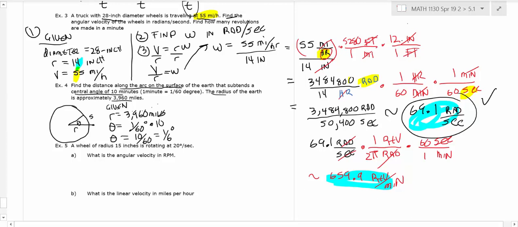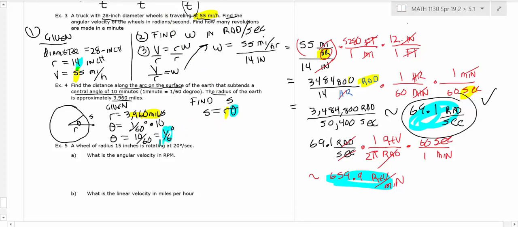Actually, all we're doing is just finding the distance between these 2 points on the surface of the Earth. So that's what we're given. What we're going to find is S. We're going to use the formula S equals R theta. We know the radius, so we got that taken care of. We know theta. What do I need to do with theta, though?